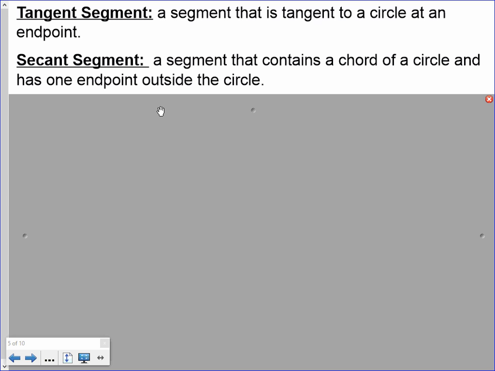So in other words, for today, your tangent segment will always be solely on the outside of the circle, and then your secant segment will be a segment that starts on the outside but then goes through the circle.